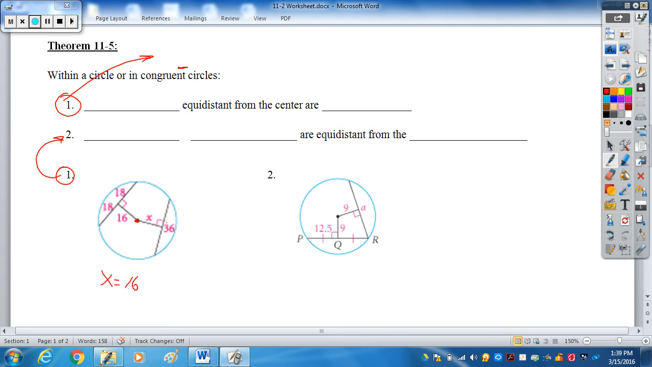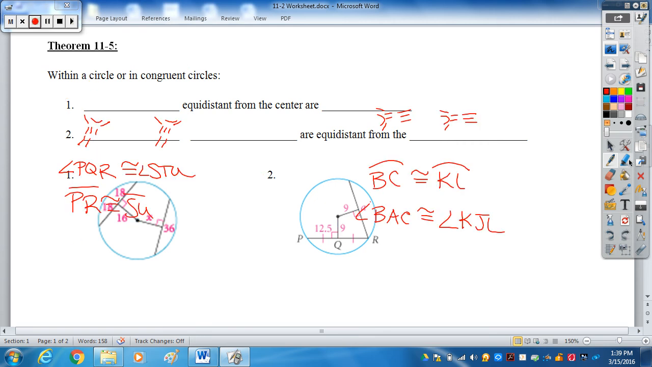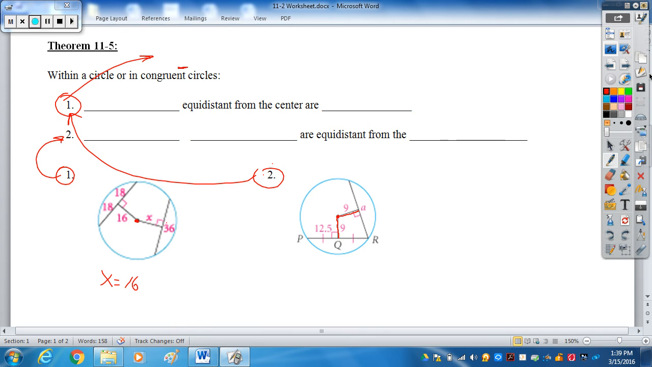For the second one, what we have here are two chords that are the same distance from the center. This one is a length of 9 from the center, and this one is a length of 9 from the center. So what do we know about the length of these chords? Well, they have to be the same length, according to number one. So number two is kind of like number one there. If that's true, 12.5 and 12.5, that'd be 25. So the length of A has to be 25 units.